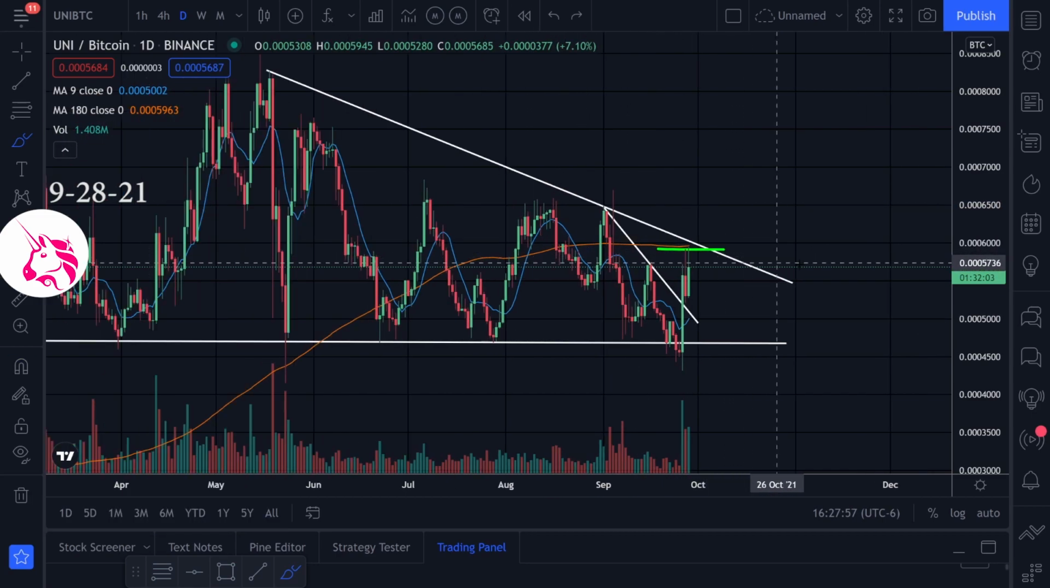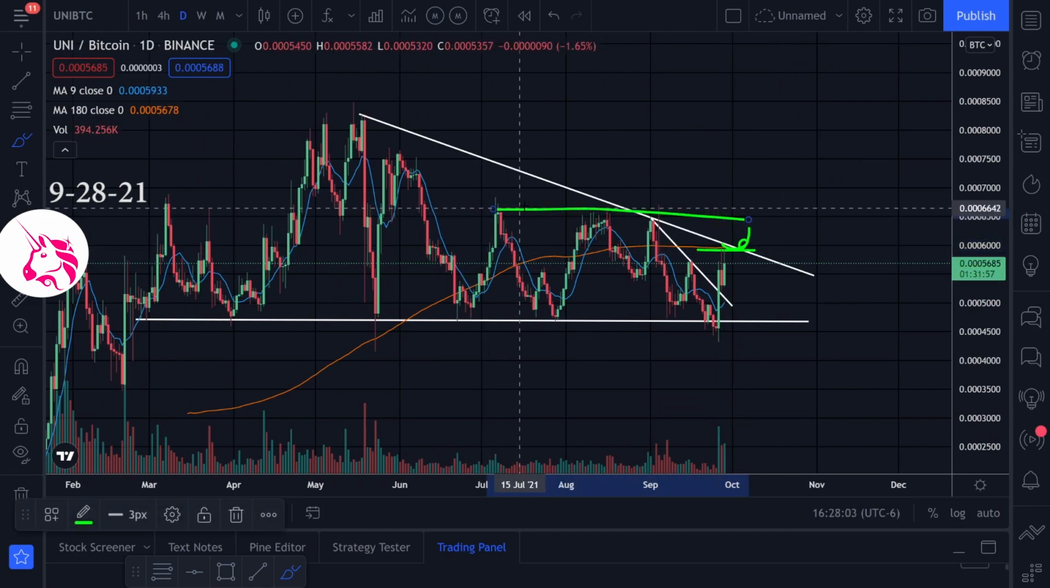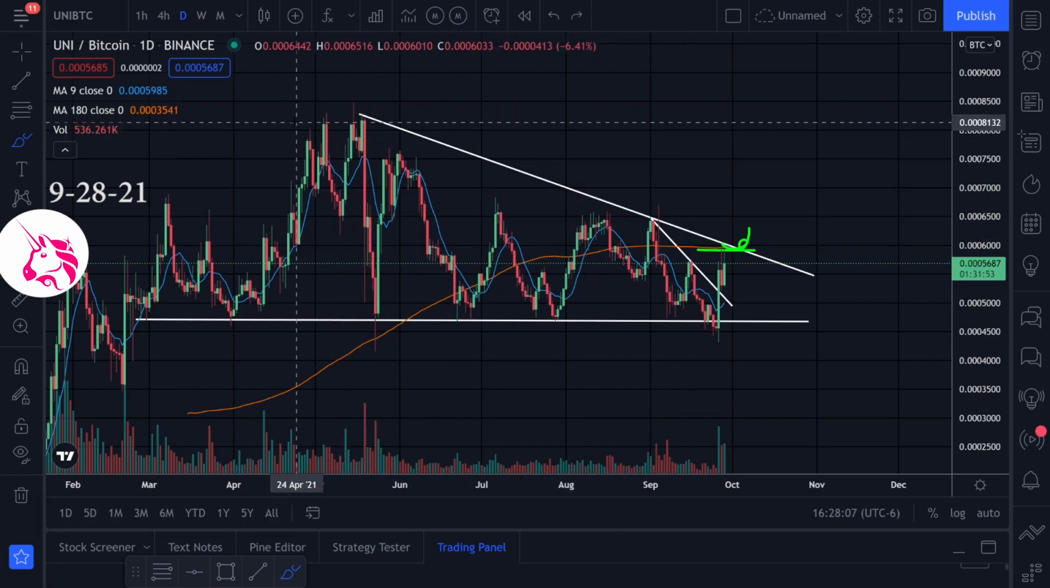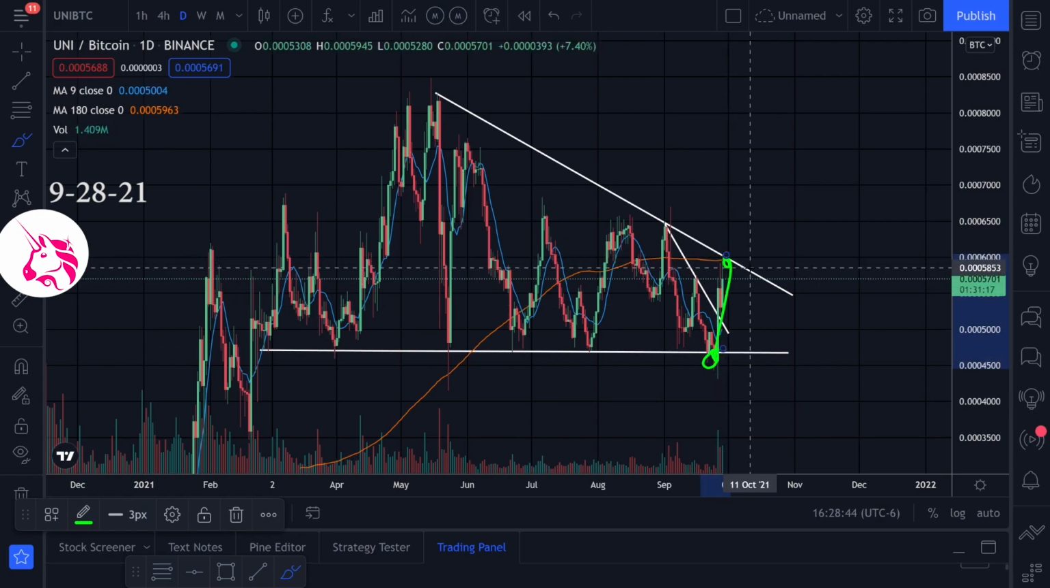big move for Uniswap. I think if we break this trend line right here, we could target the previous resistance levels. This might give us some trouble right here, but I think we'd probably be targeting somewhere up here. We got a bounce on this bottom, and we came up and we're testing this trend line now.